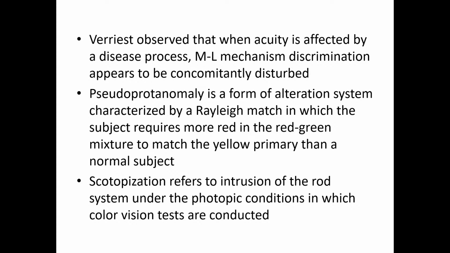What is pseudo-protanomaly? It is a form of altered color vision characterized by a Rayleigh match in which the subject requires more red. So whatever the red color is there, it should be a more intense red to match with the red-green mixture. So the patient will have a red-green mixture, and if you want to match the yellow primary, you should have a more intense red than a normal subject. That is pseudo-protanomaly.